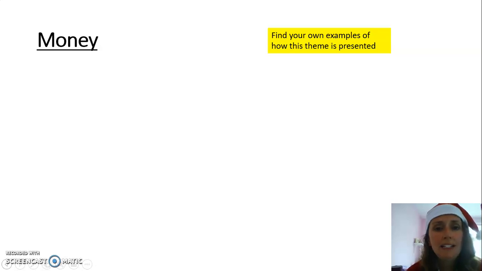So money then is our final fact. Money, as I put in your fact sheet, is anything that could be linked with your social class, poverty or greed. And money does not always equate to happiness. You can be financially poor but still happy. So for the last time, find your own examples of how this theme is presented and then we can go through it together.